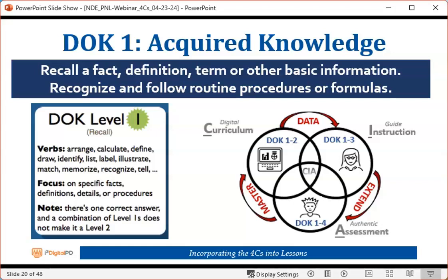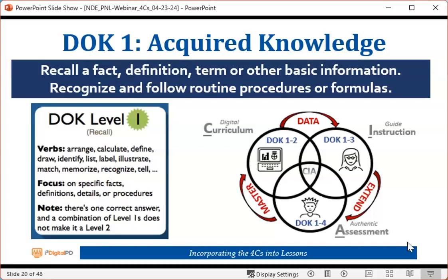That's where I give a bunch of cards with the vocabulary words on them, and each kid has one, and they quiz each other on it. They trade the card, they go find somebody else. DOK level 1, but it's definitely under that student level. It's mostly on specific facts, definitions, details, procedures, and again, one correct answer. So it's a great way to do that.